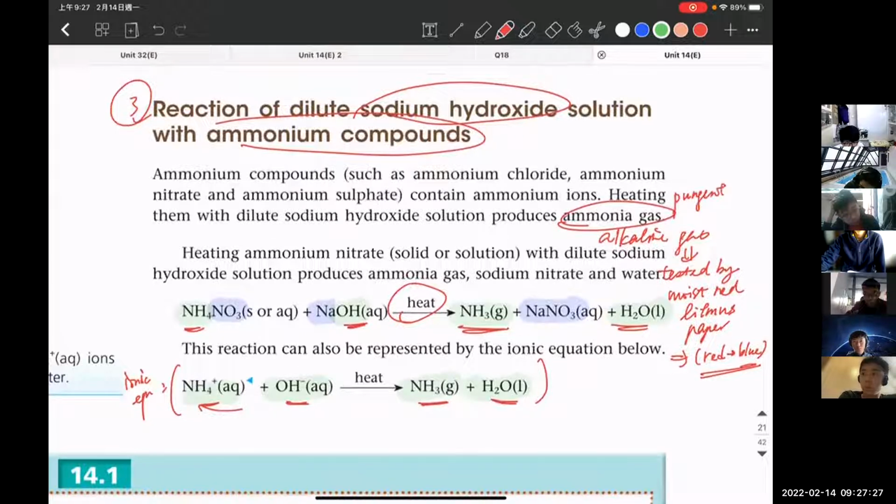Of course, smelling will give you a hint. If you smell it, it will give you a pungent smell. It's a pungent gas. Pungent, P-U-N-G-E-N-T.